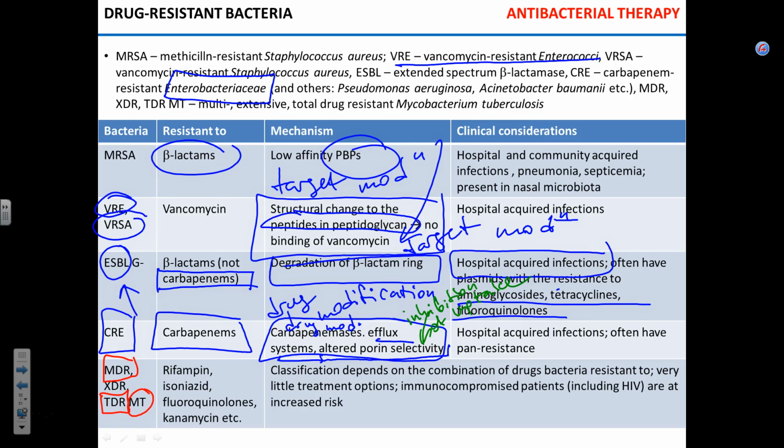It means that there is a strain of Mycobacterium that is resistant to rifampin, isoniazid, fluoroquinolones, kanamycin, tetracycline. I'm not even talking about tetracycline and erythromycin. All drugs. It is resistant to all drugs. And when I first heard about TDR, it scared the shit out of me, to be honest. Okay?